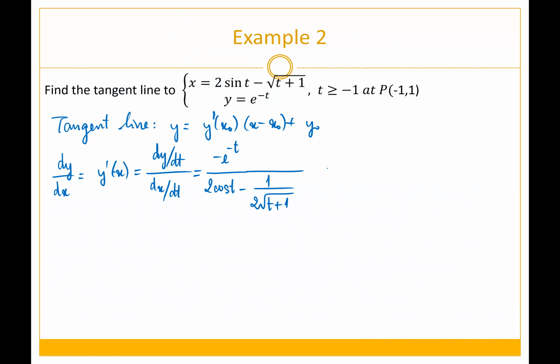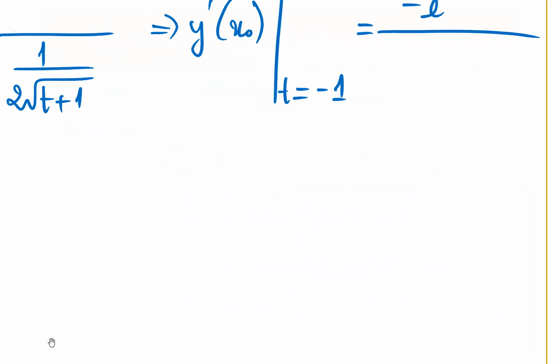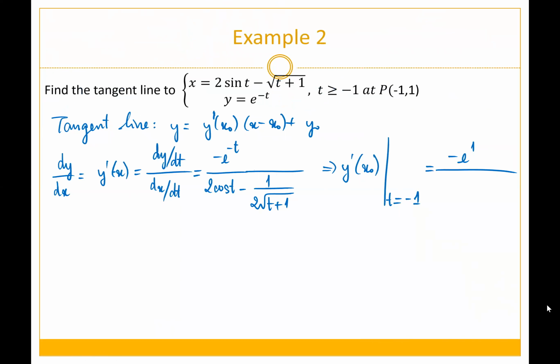And so we need to find the slope, y prime at x0, when x equals negative 1. So y prime here, when we plug in, we're going to have negative e to the negative 1, divided by, excuse me, give me a second, I have to figure this one out. Okay, cool. Not t equal to negative 1, but when x equals negative 1, we need to find the value of t to plug in here.